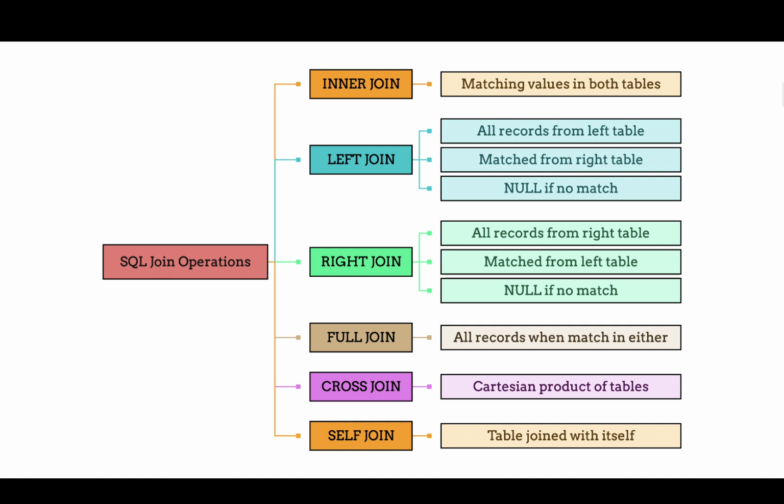SQL join operations. 1. Inner join, returns records that have matching values in both tables. 2. Left join, or left outer join, returns all records from the left table and matched records from the right table, or null if there is no match. 3. Right join, or right outer join, returns all records from the right table and matched records from the left table, or null if there is no match. 4. Full join, or full outer join, returns all records when there is a match in either left or right table. 5. Cross join, returns the Cartesian product of two tables, all combinations of rows from both tables. 6. Self join, a regular join, but the table is joined with itself.